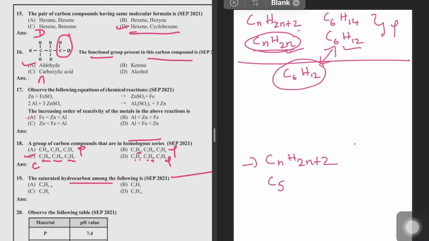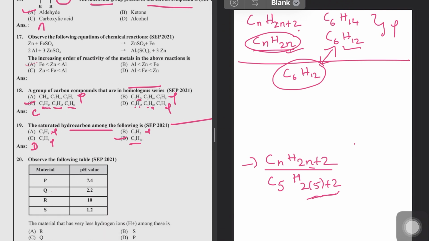C5 is there. If you substitute n as 5 in 2n plus 2, it is C5H12, but it is C5H8, not possible. C2H2 is CnH2n, but we want CnH2n plus 2, that is the formula for the saturated hydrocarbon. C6H6, no, the value is the same. C5H12, that is the answer we needed, hence it is option D.